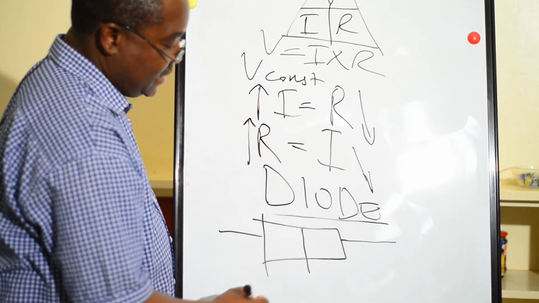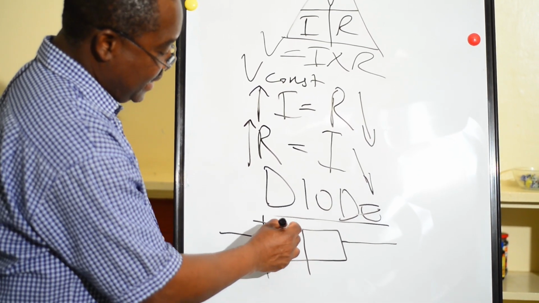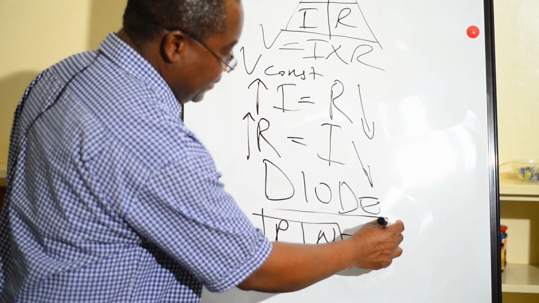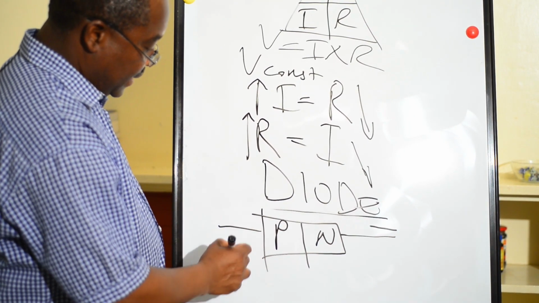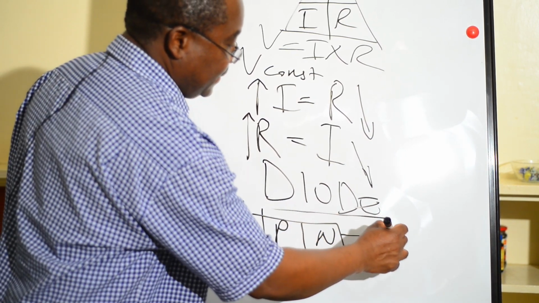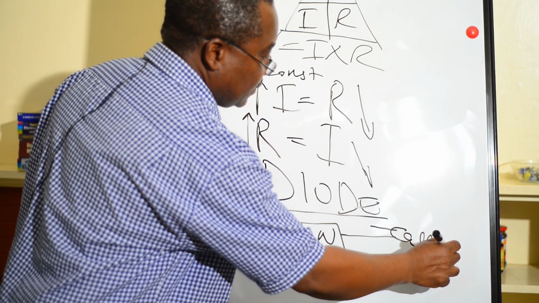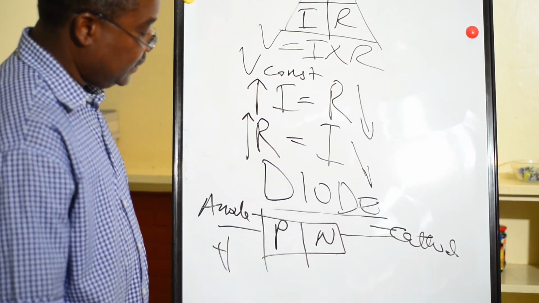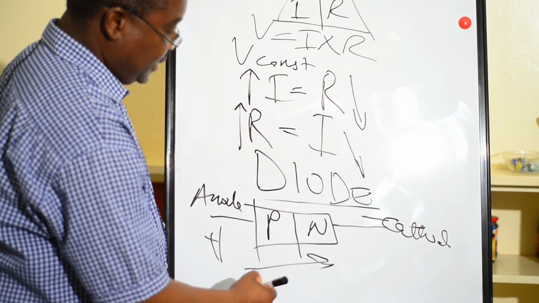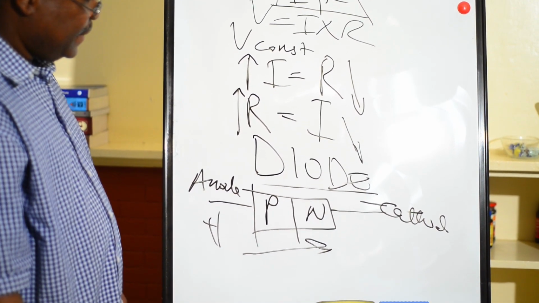Let's see, this is our PN diode. Here will be positive, here will be negative. Here is the anode, and here is the cathode. The current will flow in this direction, from P to N.